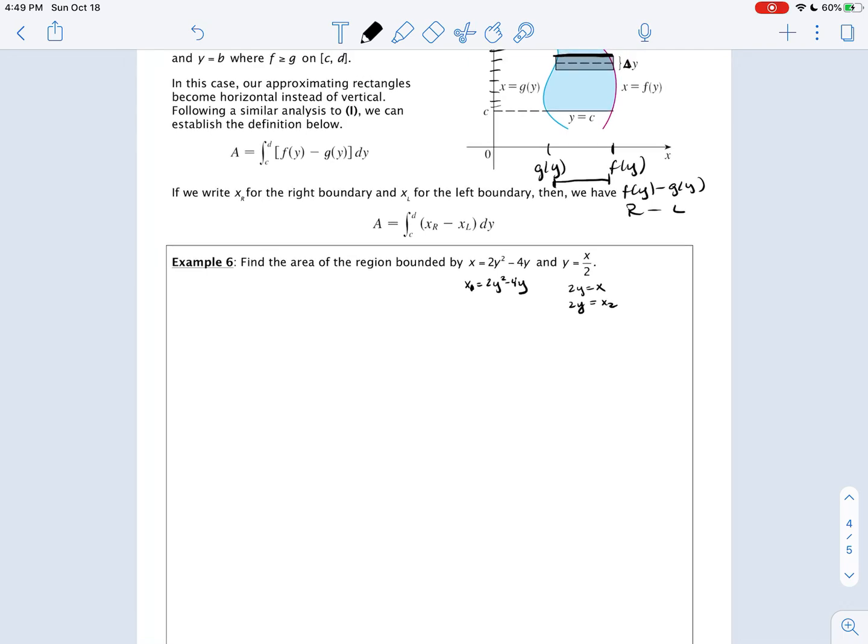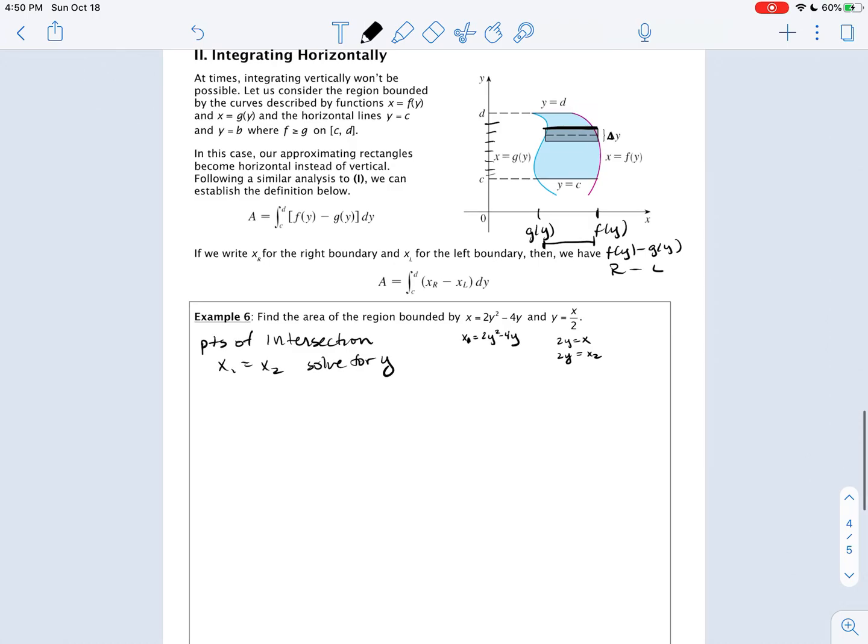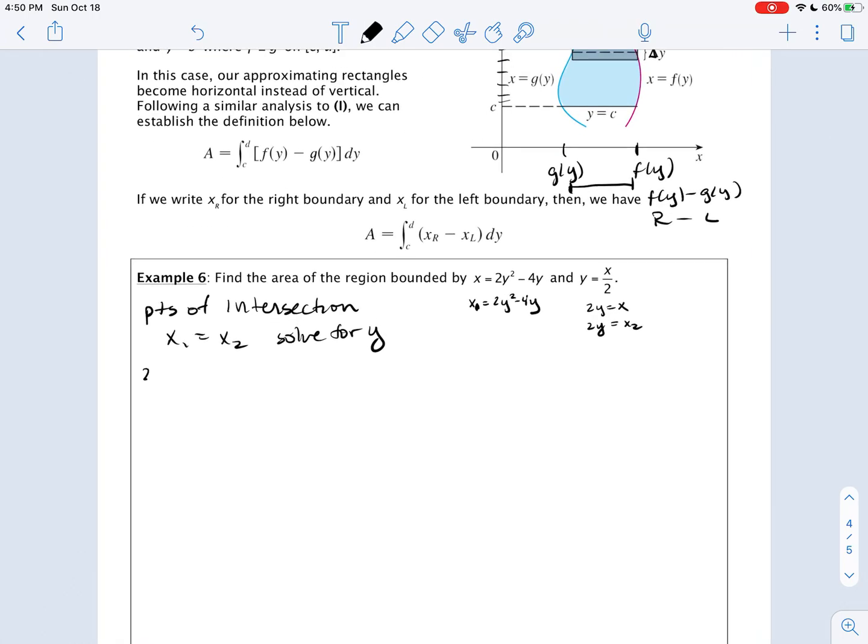So how do I find our points of intersection? That's the first thing that we want to do, so we know what the range of our slices are going to be. And so I'm going to set x1 equal to x2 and solve for y, because that's going to be our range of y delta slices. And our x1 is 2y squared take away 4y. Our x2 is equal to 2y.